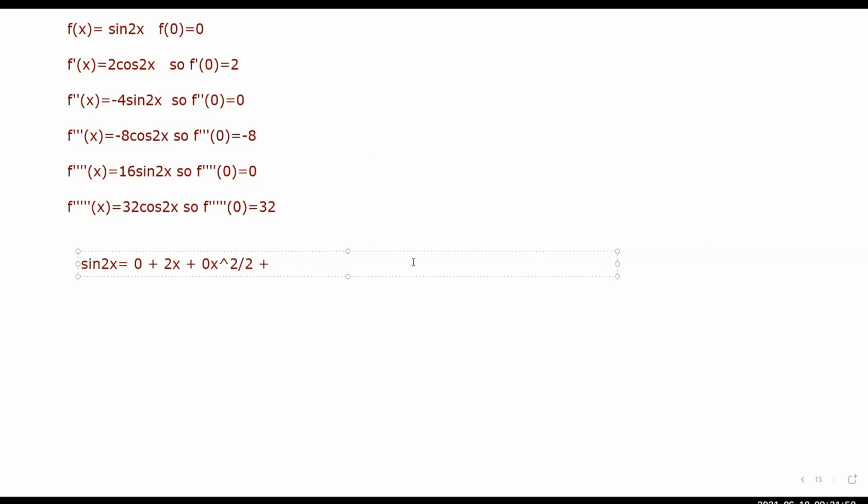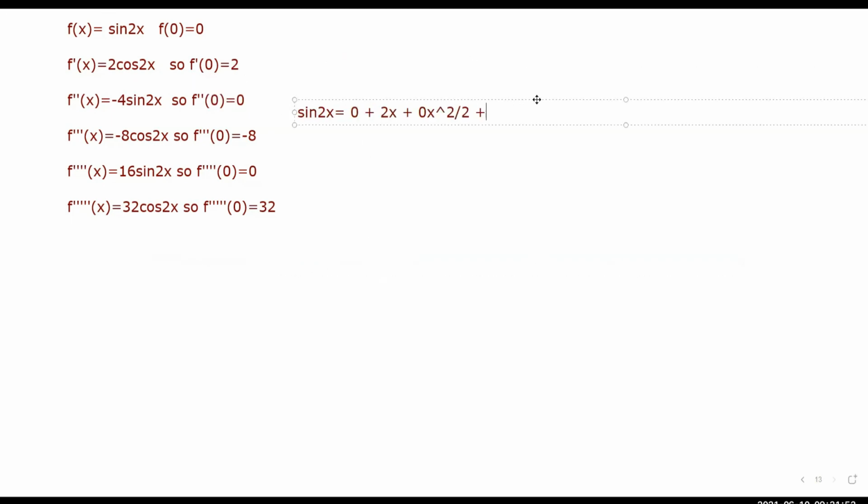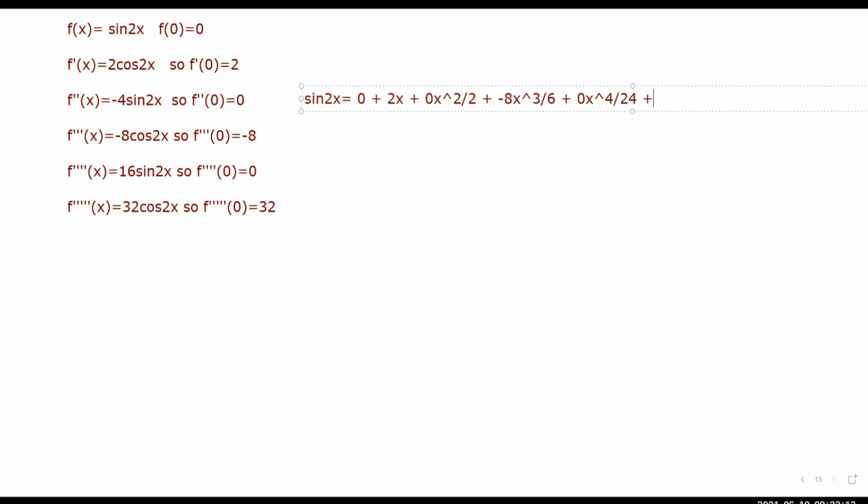then it's going to be, let's bring it up here to have some space, plus minus 8 times x cubed divided by 3 factorial, which is 6, plus now 0 times x to the 4 divided by 4 factorial, which is 24. Then we have plus 32 x to the 5th divided by 5 factorial, which is 120.